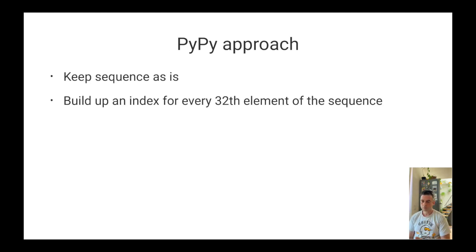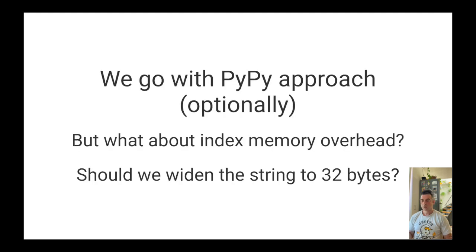Well, there is another approach done by the PyPy implementation where they say, okay, we keep sequences as is, we keep them in UTF-8, but we build up an index for every 32nd element of the sequence. Okay, so we go with the PyPy approach optionally, right? But what about the index memory overhead?